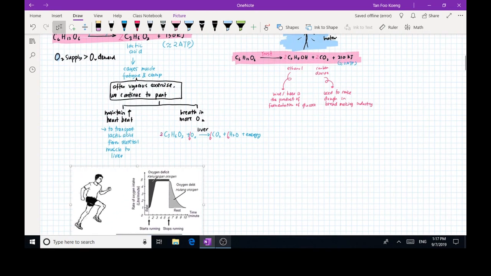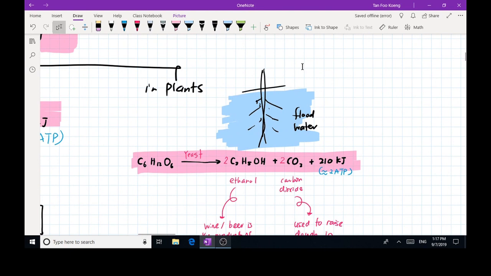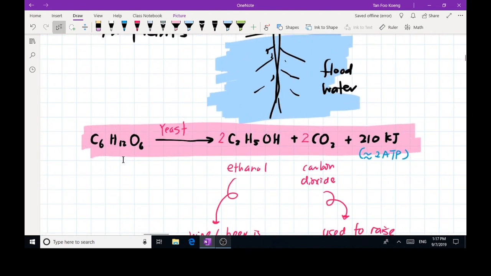Okay, now next one. Anaerobic respiration also happens in plants under certain circumstances. For example, during flood time, the roots are submerged in flood water. This time, the plants, especially the roots, are not able to gain oxygen for normal aerobic respiration. So the glucose has to be broken down to ethanol, carbon dioxide, and a little bit of energy.